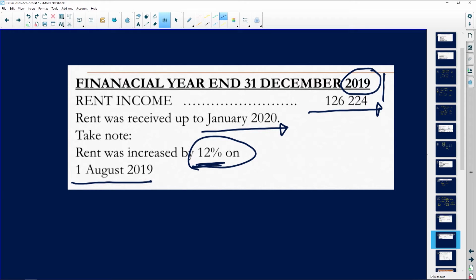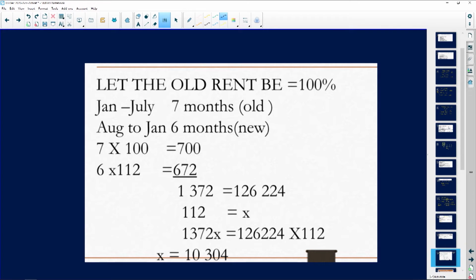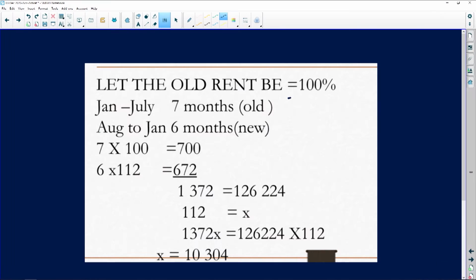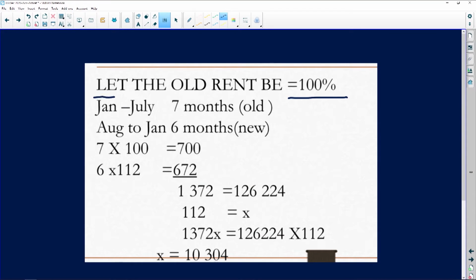Let's go down to our next slide. What are we going to do? Follow the method, and that's important. Look at the modus operandi: how do I go about laying out my answer? I've done it in such a way where it's easy for you to understand. Step number 1, let the old rent be 100%. You don't know the rand value of the rental, but you know it was 100% before the increase. So that means from the beginning of the year, which was January, until July, because remember, the rent increased on the 1st of August.